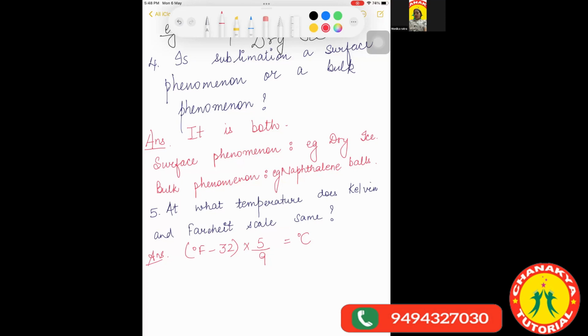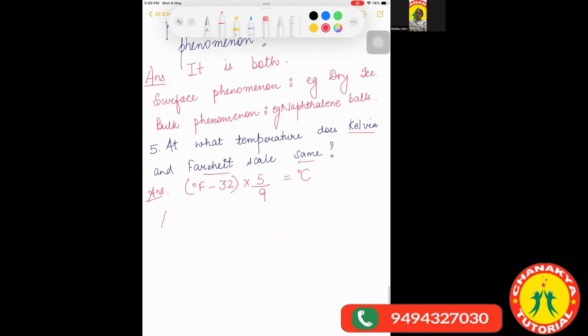If we are saying that both need to be same, the value should be same. At what point will they be same? In that case, we can consider that temperature to be X. Let the temperature at which both will have the same value be X. So we are going to substitute degree Fahrenheit and degree Celsius both with X. So (X minus 32) multiplied by 5 by 9 is equals to X.